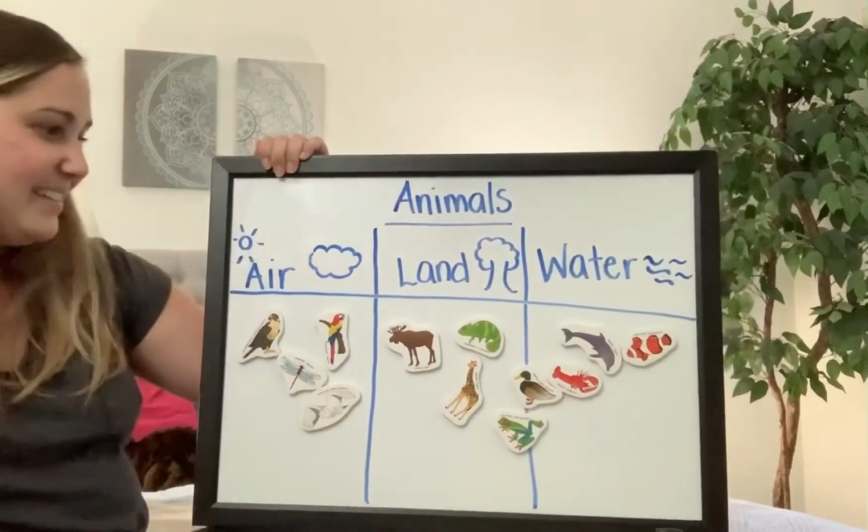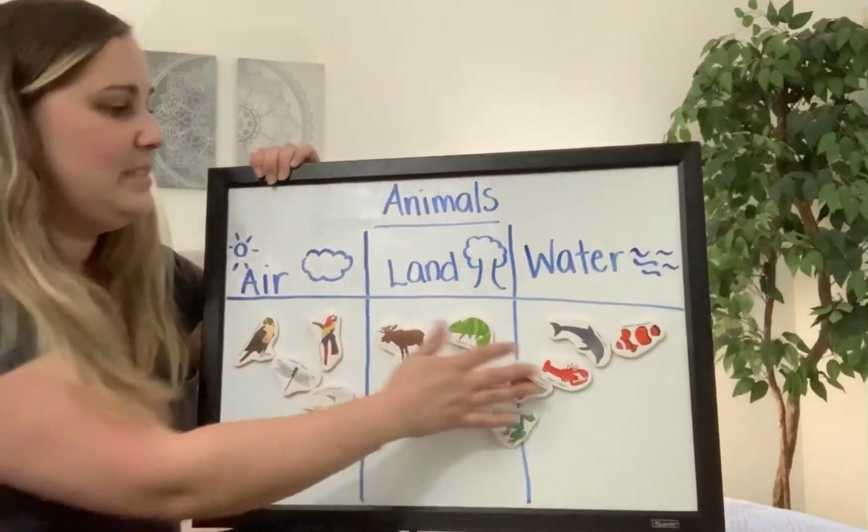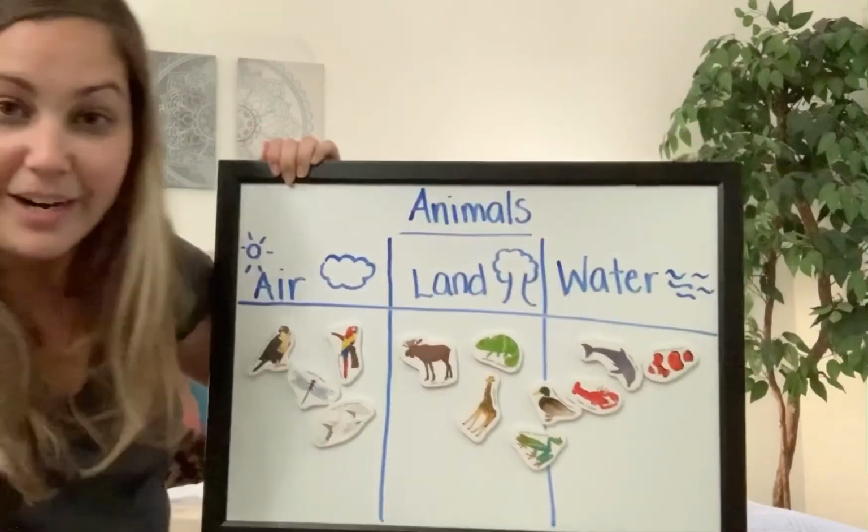So there you have it. Animals like to do lots of different things, but we made our own chart together.